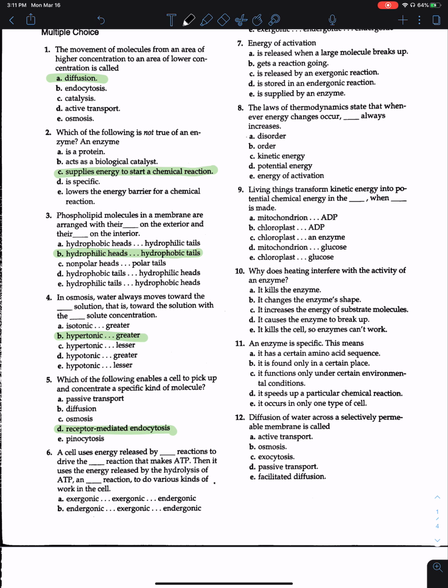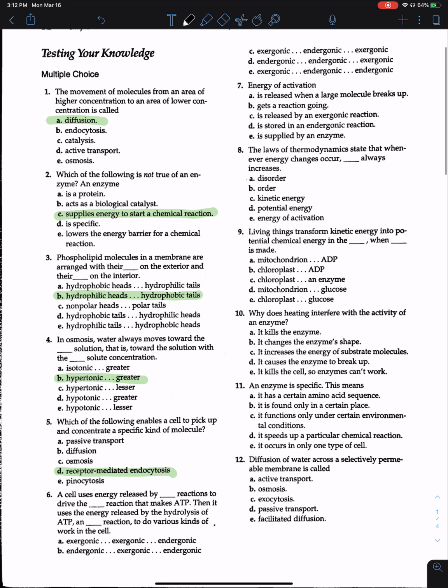A cell uses energy released by blank reactions to drive the blank reaction that makes ATP. Then it uses energy released by the hydrolysis of ATP and blank reaction to do various kinds of work in the cell. So a lot of different gaps here, and it extends all the way back to this top part up here. But a lot of different terms we could use here: exergonic, endergonic, all of that fun stuff.